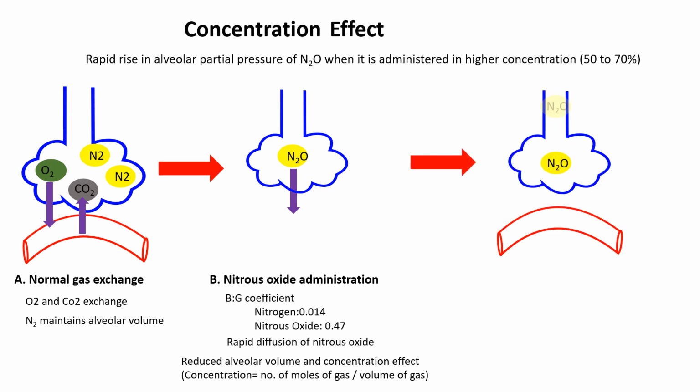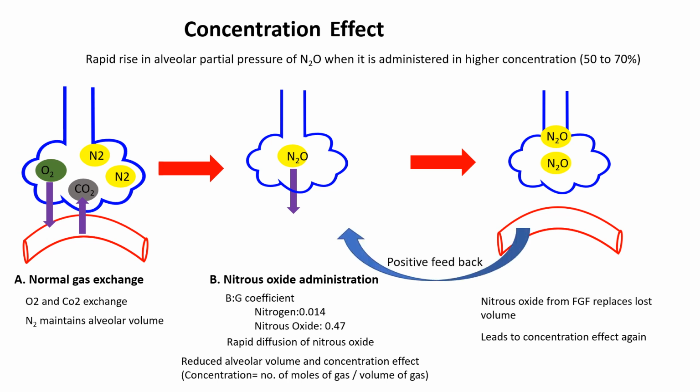Furthermore, as the influx of a high concentration of nitrous oxide from fresh gas replaces the lost volume, the concentration of nitrous oxide in the alveoli increases again. With this, nitrous oxide continues to diffuse into the blood, and the concentration effect occurs repeatedly, resembling a positive feedback loop. This process, whereby the inflow of nitrous oxide replaces the lost alveolar volume, further amplifying the concentration effect, is called augmented gas inflow.